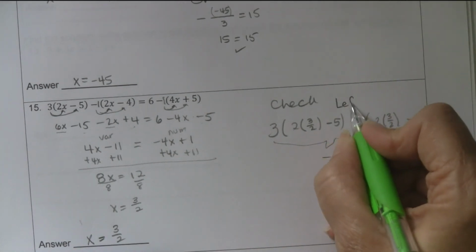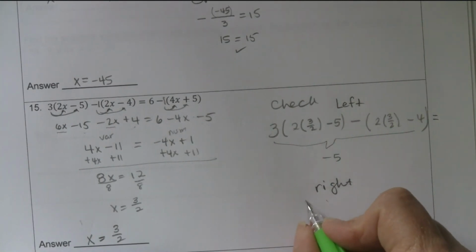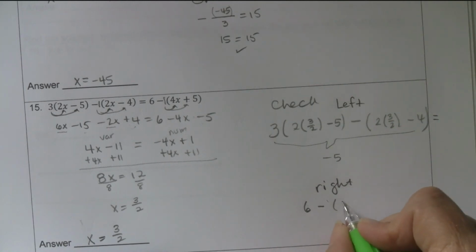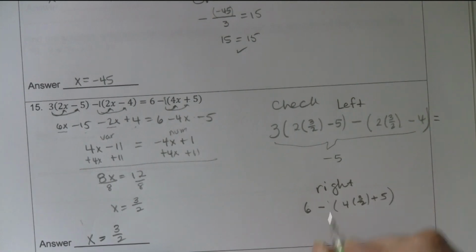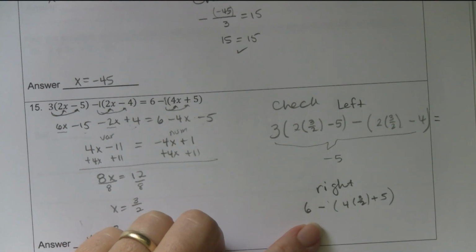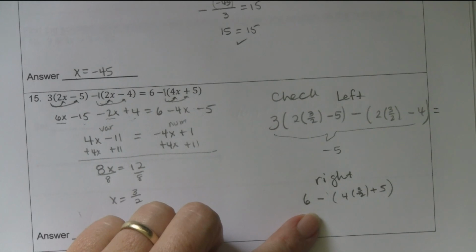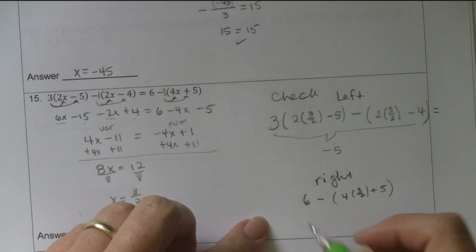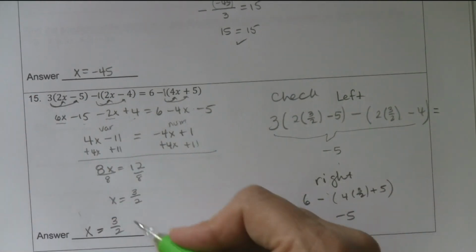This is the left. And I'm going to put the right down here just because I ran out of room. Sorry about that. 6 minus 4 times 3 over 2 plus 5. And I'm hoping that that's equal to -5 as well, because the right side and the left side should be equal to one another unless I have made a mistake. And I do have to admit that I did really start hurrying, and that's when I make a boo-boo, truthfully. But got lucky and didn't make a boo-boo. They're both equal to -5, so this is a good answer.